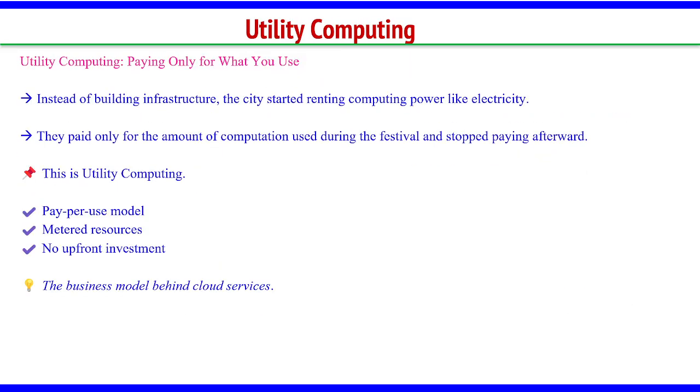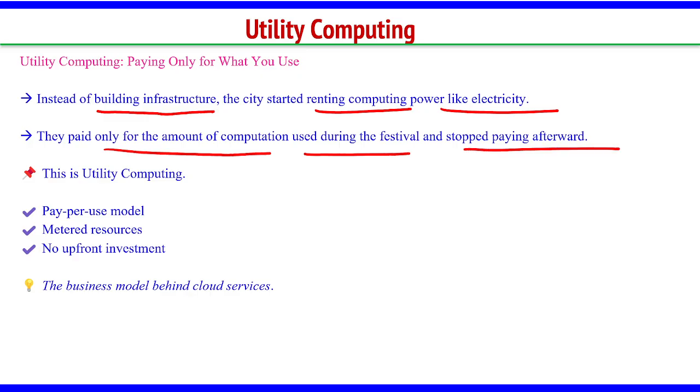Then comes utility computing. Utility computing is the core idea behind today's cloud computing. What is utility computing about? Paying only for what you use. Today's cloud computing uses this. Okay, what is this? So, in the same data police example, the Grand Festival example, instead of building cluster infrastructure or building an office, the cities started renting computing power like electricity. Okay, so let's say they have huge infrastructure. What they are doing now, they are renting the computation power, and they paid only for the amount of computation used during the festival and stopped paying afterward, right?